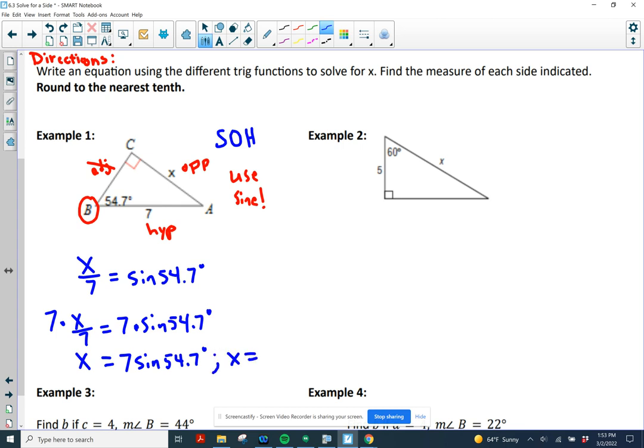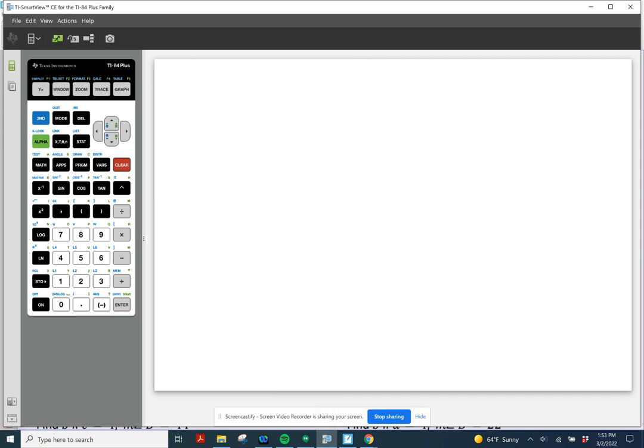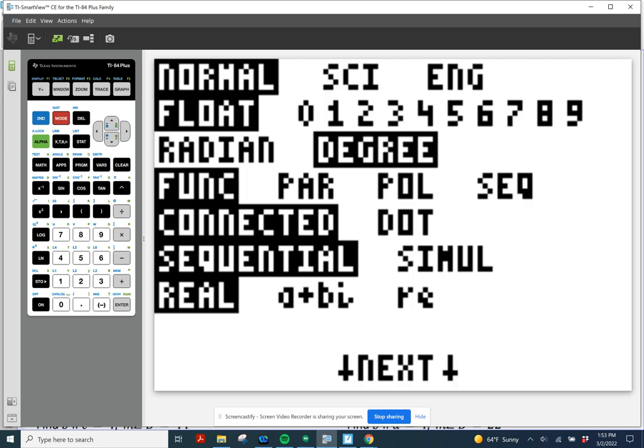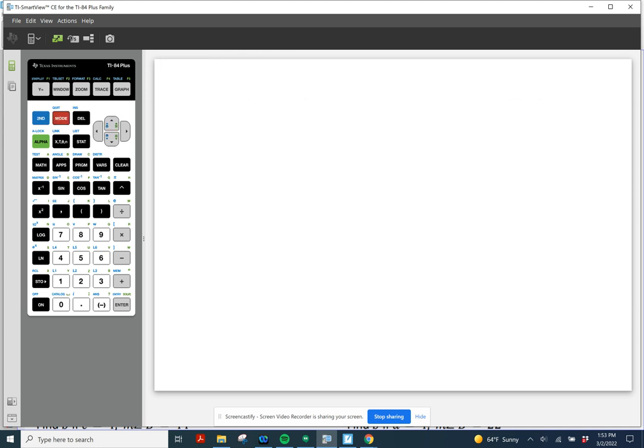So let's grab our calculator. And we're going to do 7. Oops, I need to do one important thing first. I'm going to check the mode. I am already in degree mode. If I'm not in degree mode, remember, you arrow down, arrow to the right, highlight the word degree, and push enter. And if degree is not highlighted, you need to make sure that you change it to degree mode. It needs to be in degree mode. All right, so we're going to do 7 sine of 54.7 degrees.